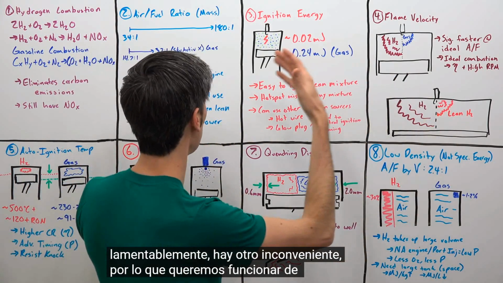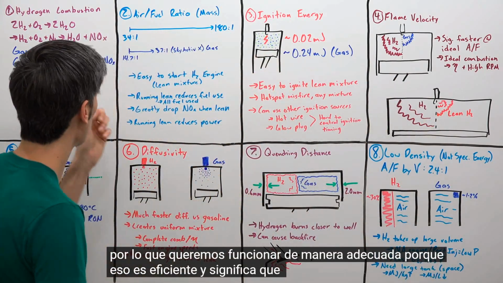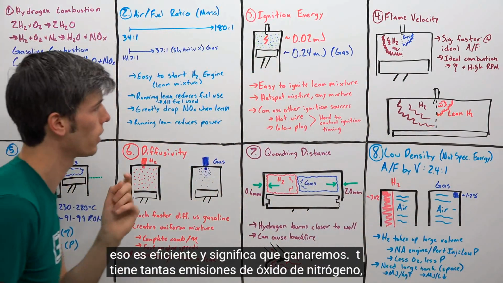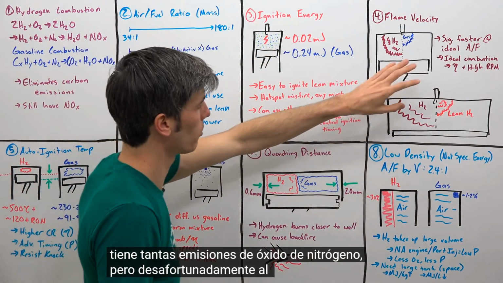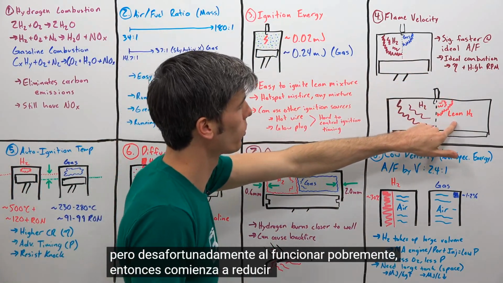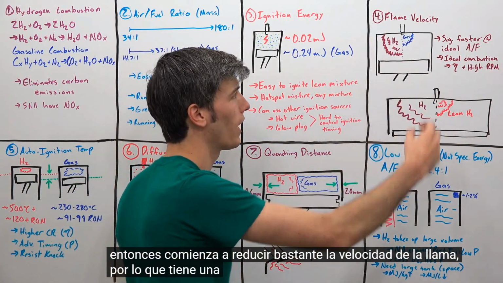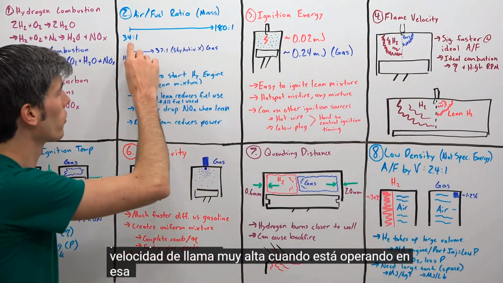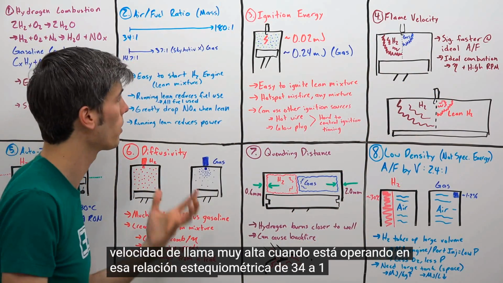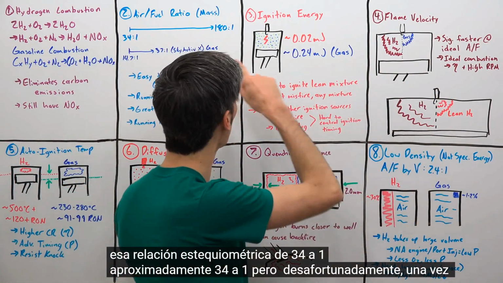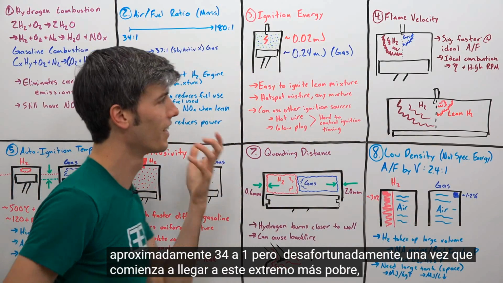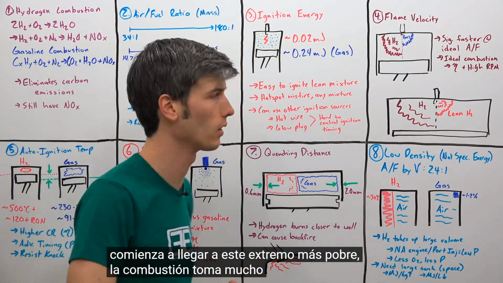So we want to run lean, right? Because that's efficient, and it means we won't have as many nitrogen oxide emissions. But unfortunately, by running lean, you then start to reduce that flame velocity quite a bit. So it does have a very high flame velocity when you're operating at that stoichiometric ratio of about 34:1. But unfortunately, once you start getting towards this leaner end, combustion does take significantly longer.